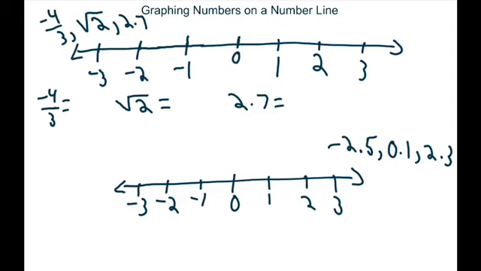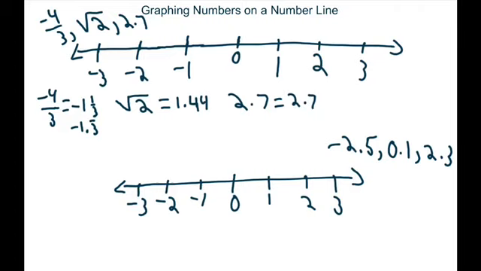Graphing numbers on a number line. Negative 4/3, square root 2, and 2.7. Okay, negative 4/3 would be negative 1/3, and that would equal negative 1.3 infinite. Square root 2 would be 1.444. 2.7 would just be 2.7.